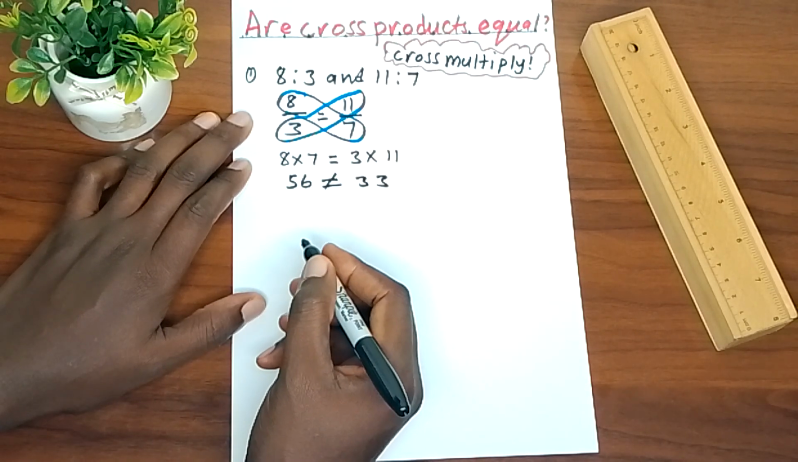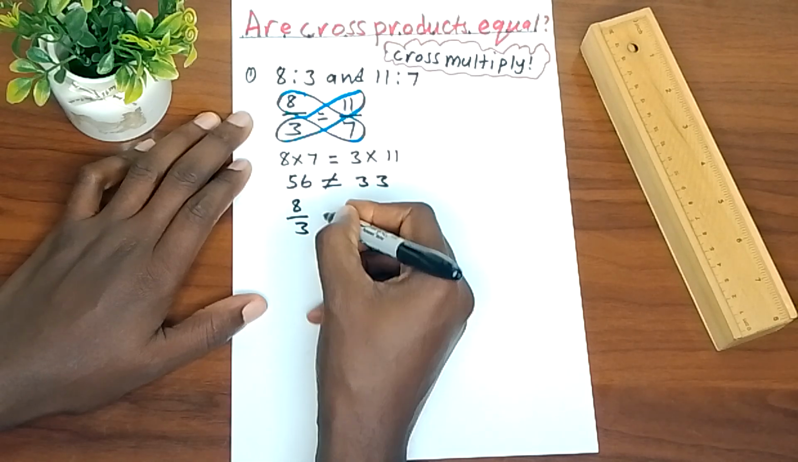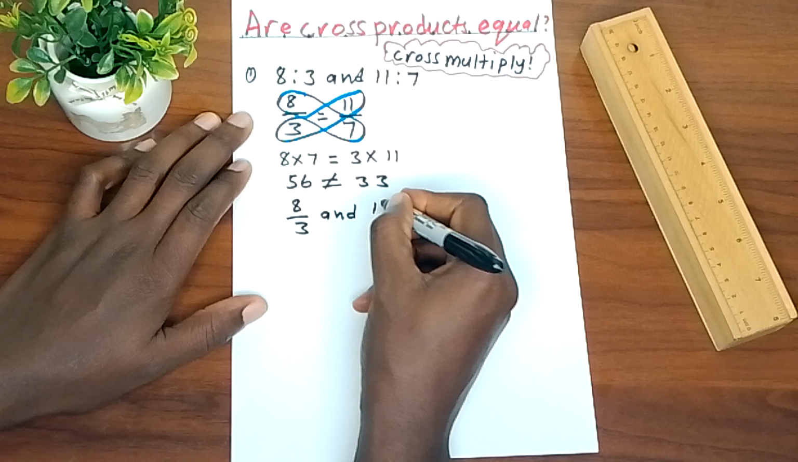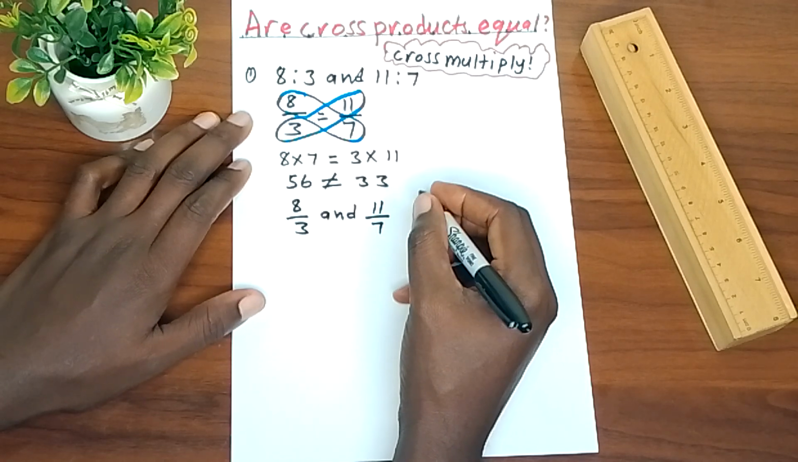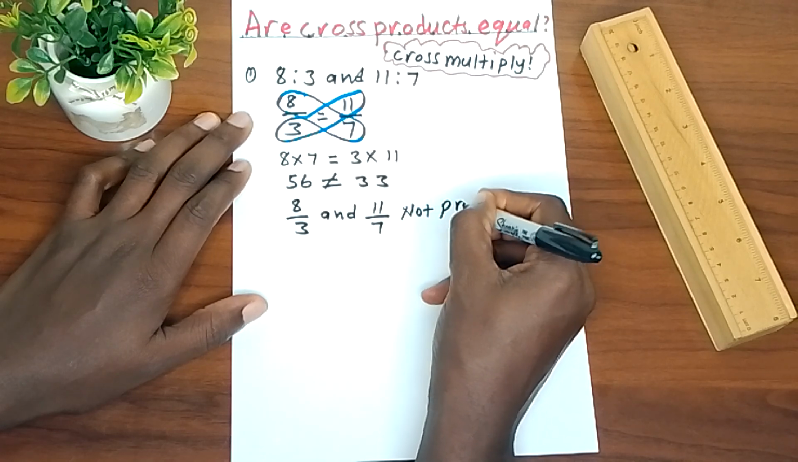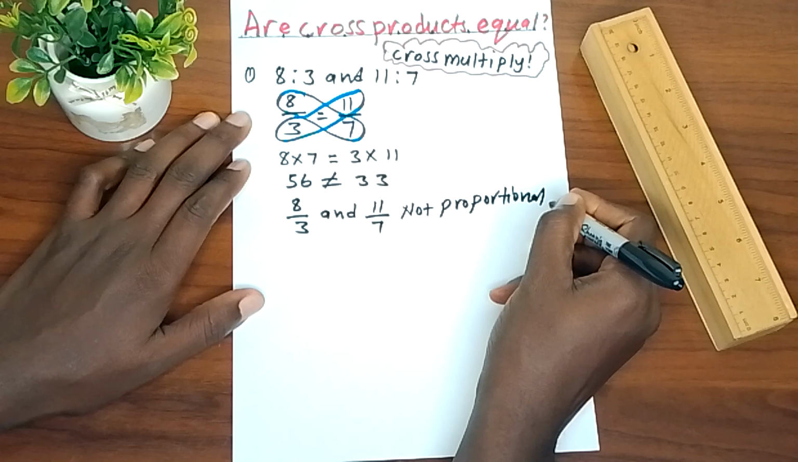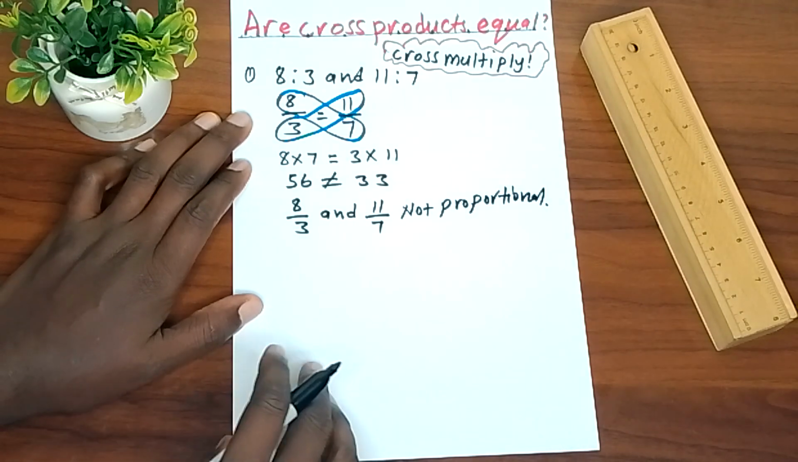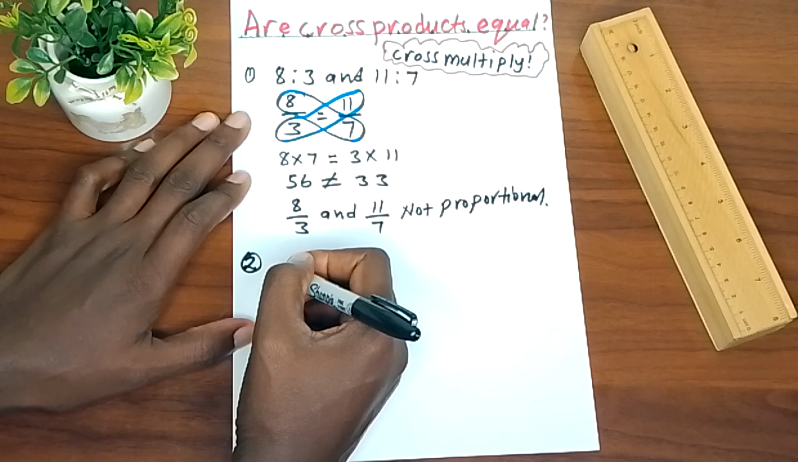So if it is not equal, then we write that 8 over 3 and 11 over 7 are not proportional. So these two ratios are not proportional. So let's look at our next example.